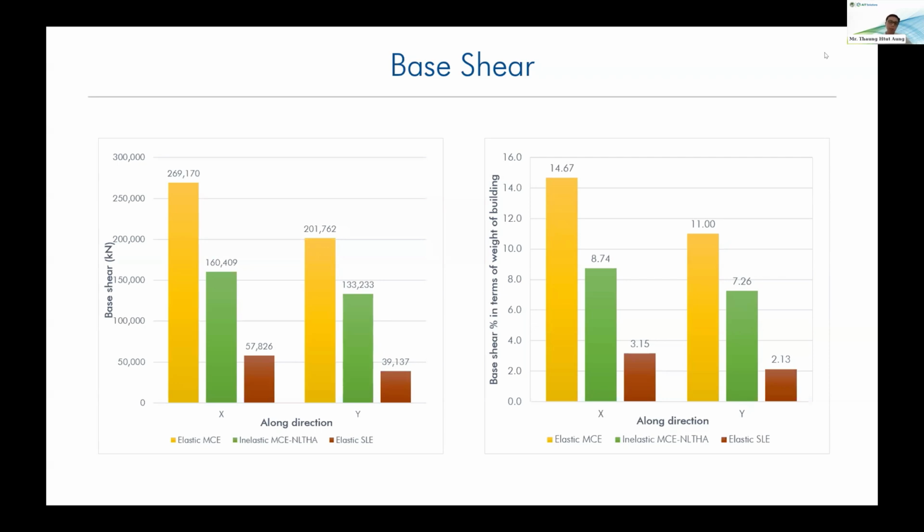The base shear is reduced. So here the green one is the nonlinear base shear. And the red one, the last one, is the SLE base shear, which is very small. This is the elastic base shear for service level earthquake. So here, when we compare the yellow and green values, the force is reduced about 2 times, 1.5 to 2 times normally.